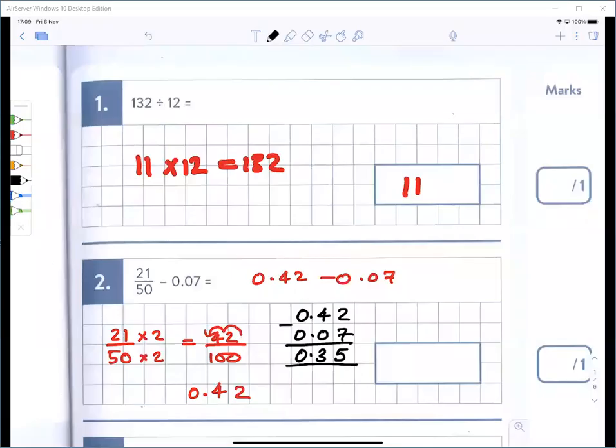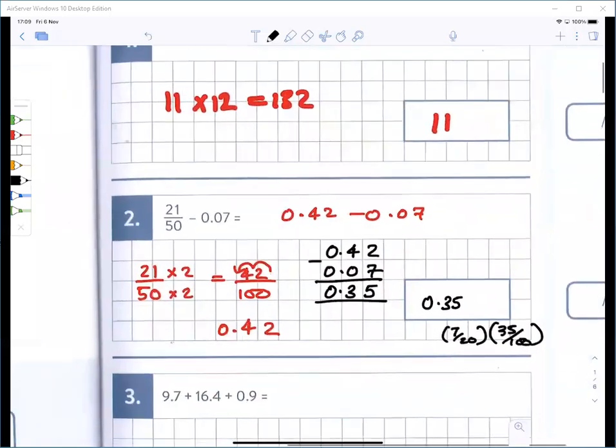Okay, lovely. So that gives you 0.35. You can also give the answer as a fraction. In the mark scheme, they've also got 7 over 20. They've also got 35 over 100, or the answer which I've written down. So any of those answers are acceptable as an alternative.